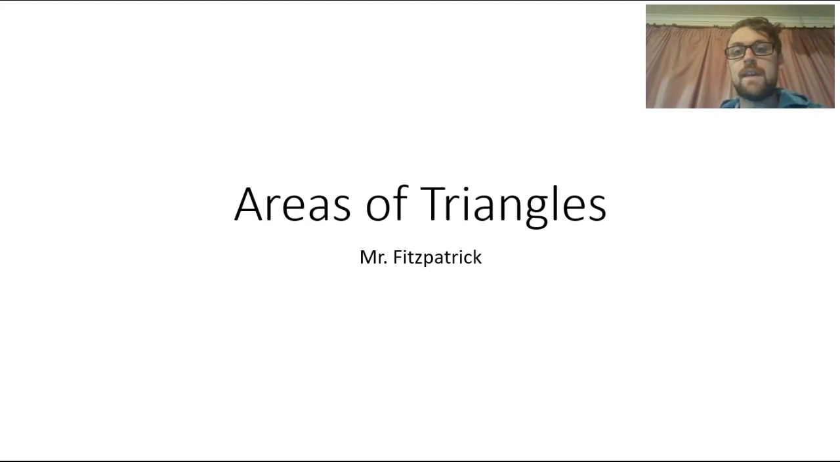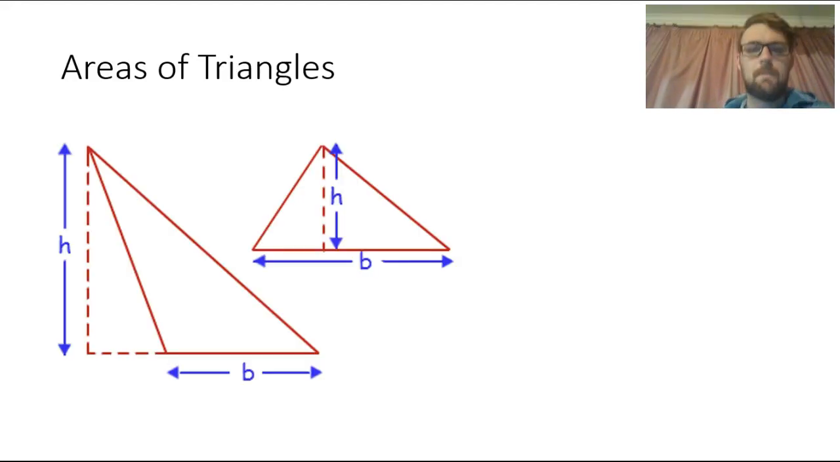So today we'll be looking at the areas of triangles, and this may seem like some revision to you, but there will be some new content and a couple of new formulas that we'll have a look at. Okay, so we'll just start by looking at a couple of triangles, and what we've got labeled on them is their height, h, and the base length, b.